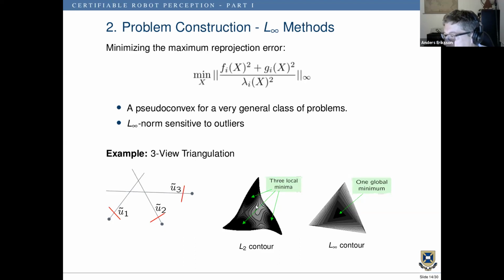But if you instead change the L2 norm over to the L infinity norm, it turns out that the problem only has 1 global minimum. So this is all good, I suppose, but here the trade-off or the concession that you have to make is that you're now dealing with a norm that is known to be very, very sensitive to outliers. So that's the price you have to pay here. But this is perhaps a good example of where you construct your problem from the get-go to be one that you can solve globally.